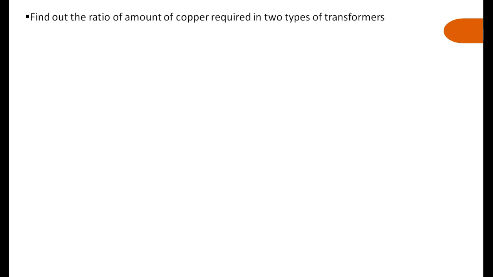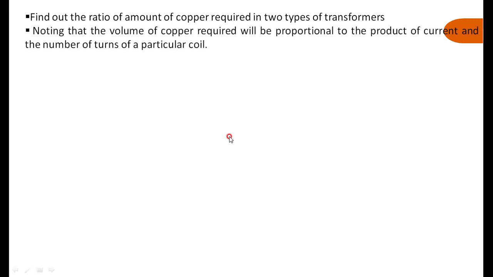Find out the ratio of the amount of copper required in the two types of transformer, and how there is a saving of copper in the auto transformer. That we have to demonstrate here. Noting that the volume of the copper required will be proportional to the product of current and the number of turns of a particular coil. That is, the volume of copper required is proportional to the number of turns multiplied by the current.